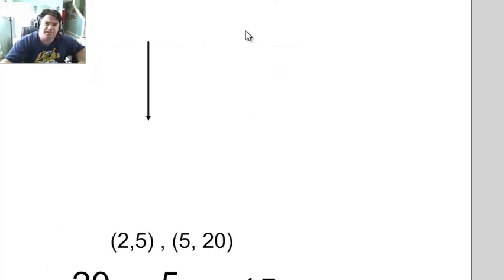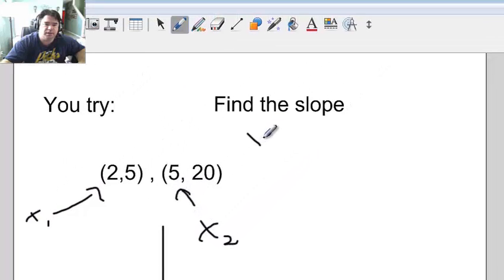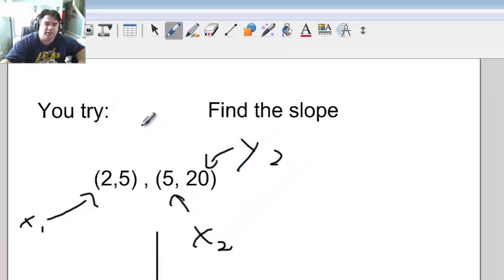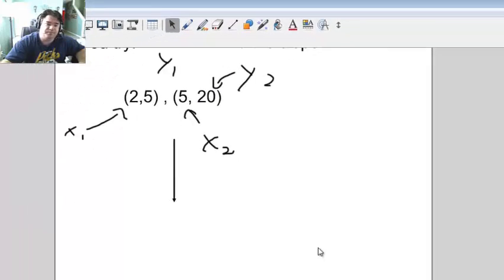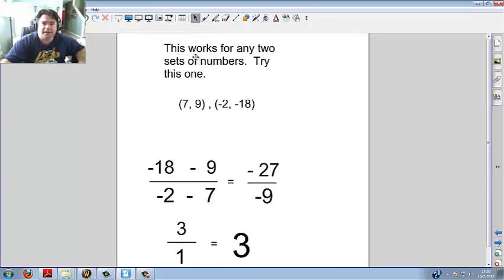Let's try a U-try. Let's go ahead and find the slope. Remember, this is x1 and this is x2. This is y2 and this is y1. And remember, y2 minus y1 over x2 minus x1. Go ahead. So you see here, 20 minus 5 is 15, 5 minus 2 is 3, 15 divided by 3 is 5. So a slope of 5. So up 5 over 1, up 5 over 1.